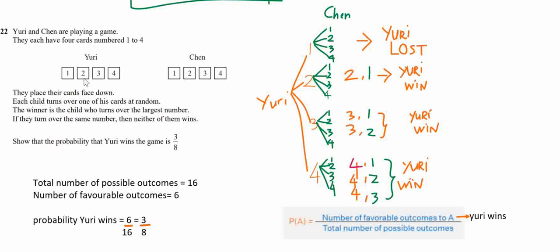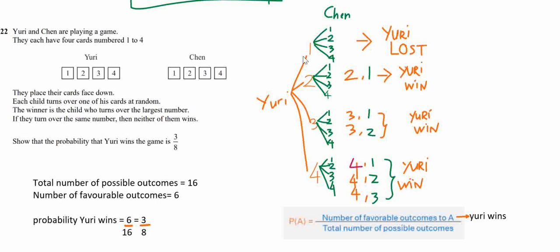Each time the child turns over one of his cards. So Yuri turns a card. There are 4 possibilities: 1, 2, 3, 4. Now after Yuri, Chen turns to open up his card. The possibility is also 1, 2, 3, 4 for each result that might come out after Yuri. So if Yuri gets 1, Chen might get 1, 2, 3, or 4. If Yuri gets 2, Chen might also get 1, 2, 3, or 4. And we match with each. Now the results will be 1,1; 1,2; 1,3; 1,4.